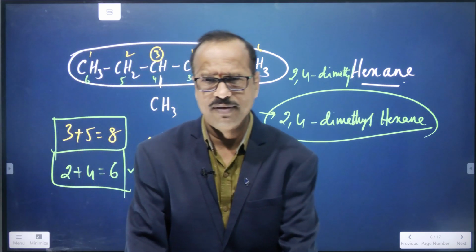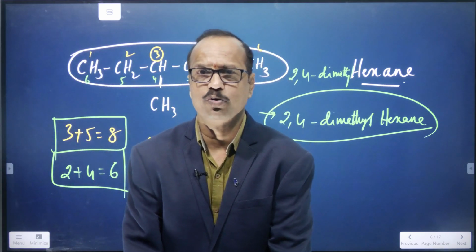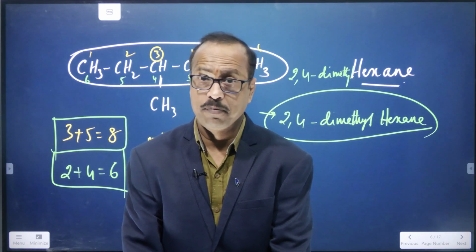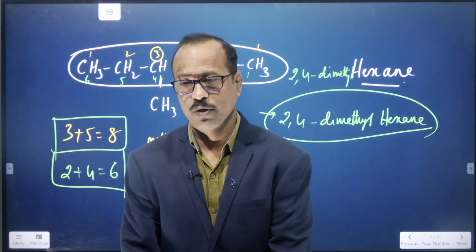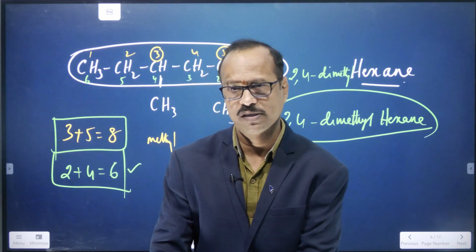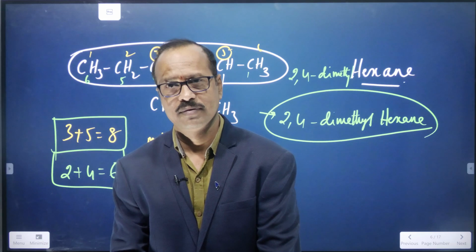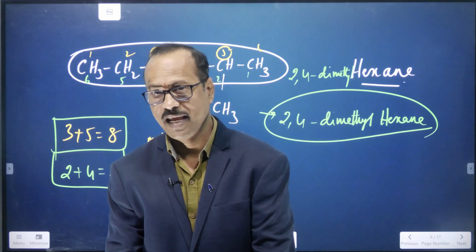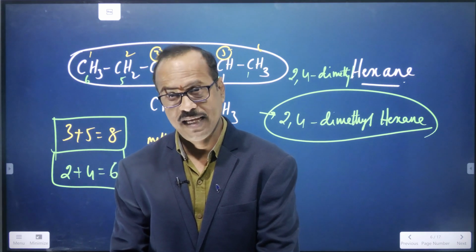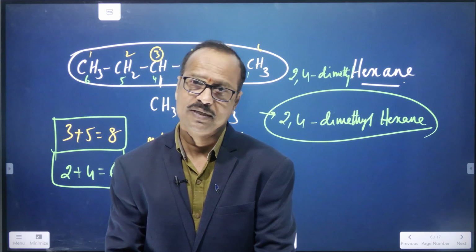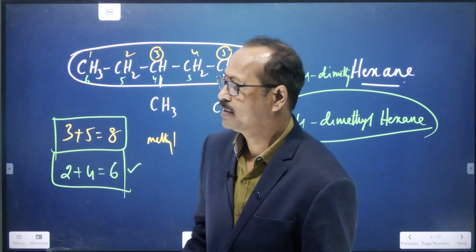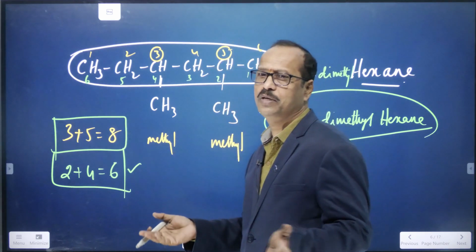No confusion. Very simple. First you need to remember the root words up to 10: meth, eth, prop, but, pent, hex, hept, oct, non, dec. That root word is used for the long chain. If it is all single bonds, the primary suffix is "ane." If there is a double bond, the primary suffix is "ene." If there is a triple bond, the primary suffix is "yne." And if any attached groups are there, based on that, you should give the name.